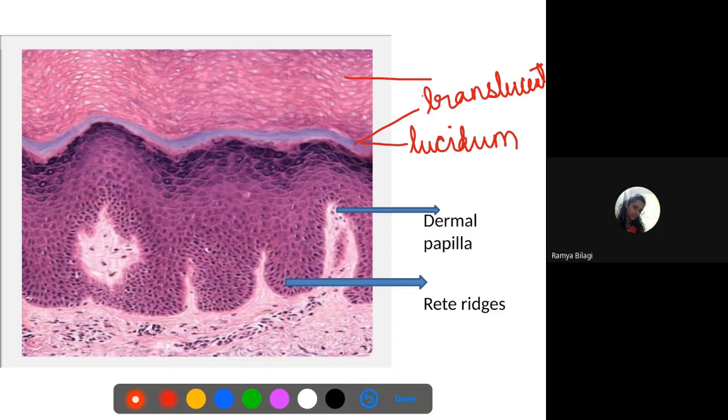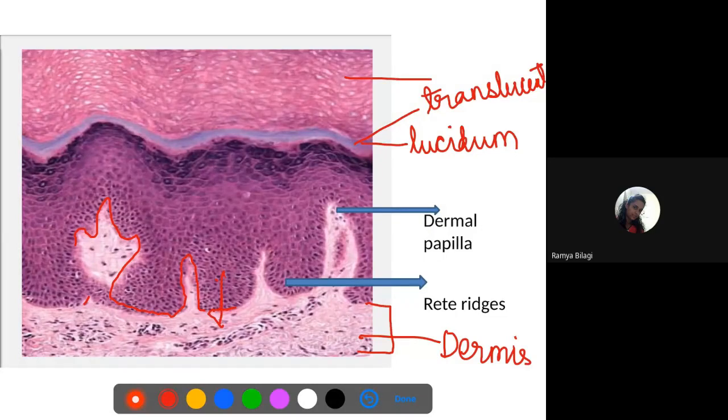And now I have marked 2 arrows. You can see all these pink structures, the dark pink structures, it is the part of epidermis. The lowermost layer, you can see they have darkly stained nuclei. This is the stratum basale layer. So this is epidermis, this is dermis. The light pink part is dermis. You can see this part of epidermis is trying to push or project into the dermis.